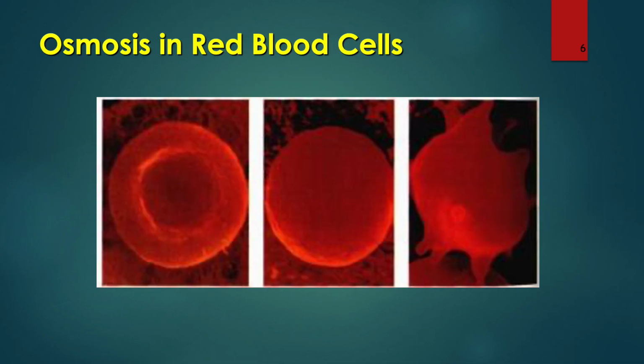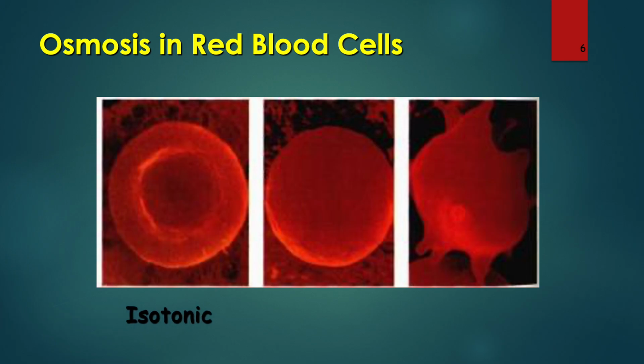This is showing you 3 red blood cells. This first one is representing a normal red blood cell. They kind of look like a little disc shape. That's what cells should look like. In this case, that's representing isotonic.